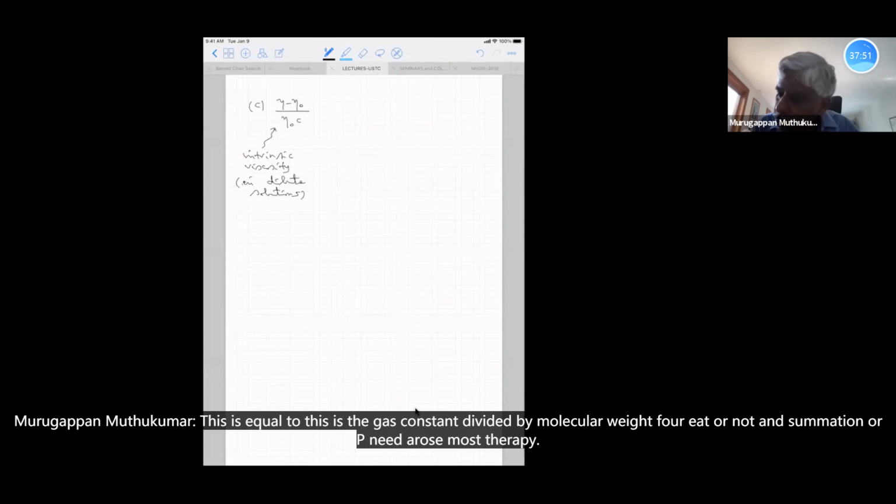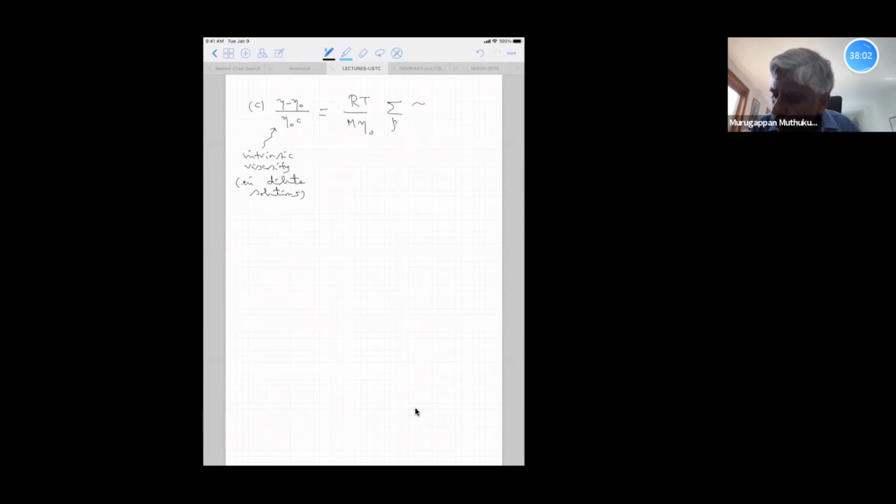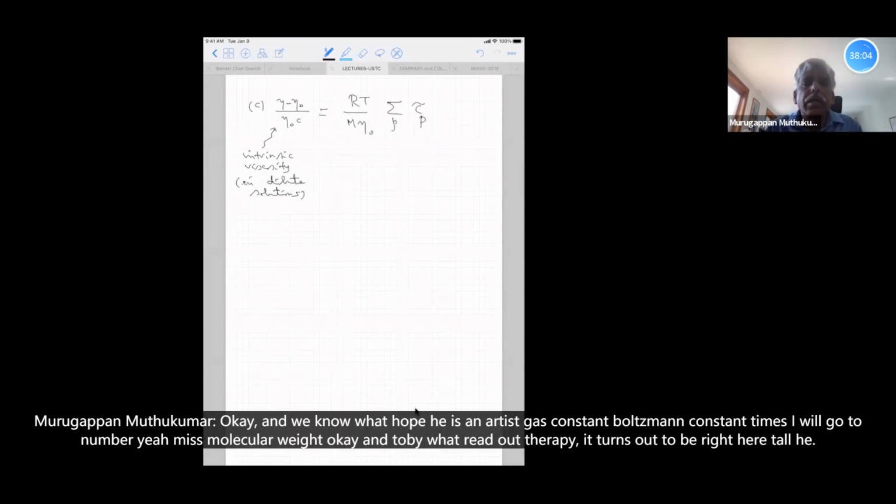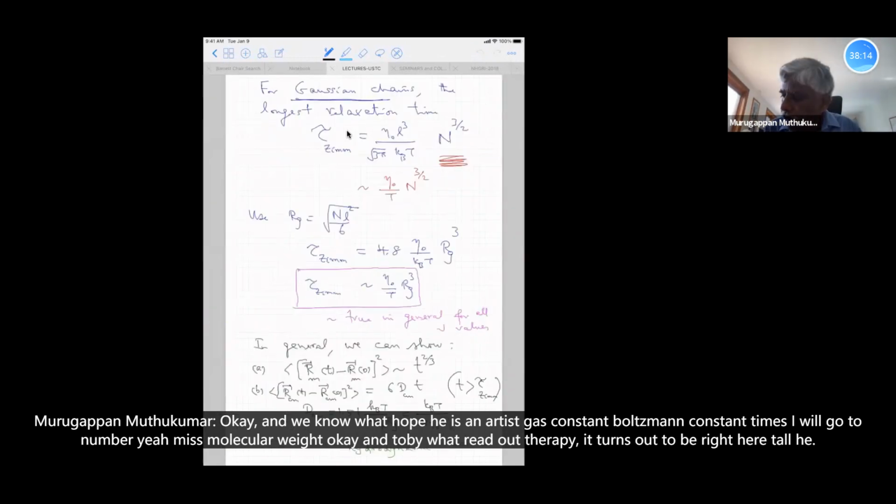This is equal to the gas constant divided by molecular weight over eta naught, and a summation over P. These are Rouse modes, tau P. Okay, and we know what tau P is. R is the gas constant, Boltzmann constant times Avogadro number, M is molecular weight. Okay, and tau P, we worked it out. It turns out to be right here.